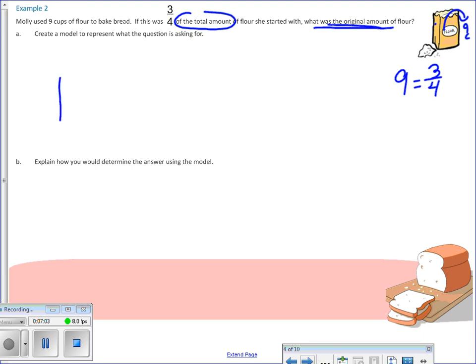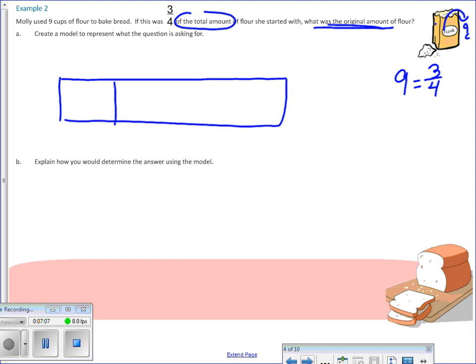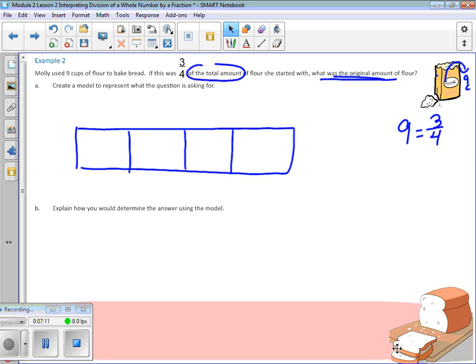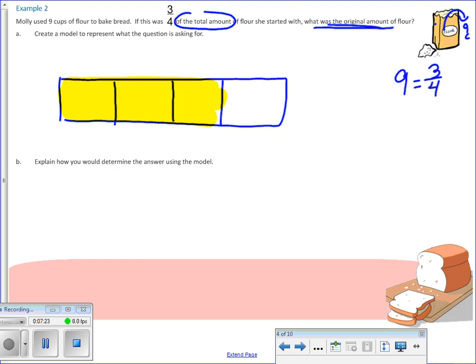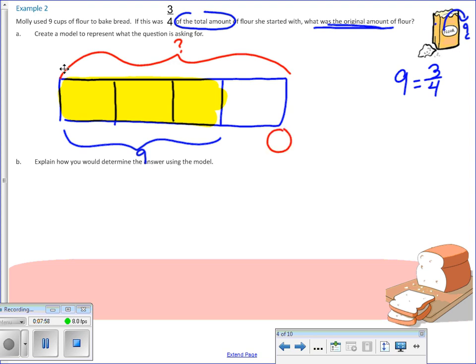So let's illustrate our 3/4. Illustrate your 3/4. Now that 3/4 equals what? Think back to when we did tape diagrams back in September. What do we know? Those 3/4 equals 9. She used 3/4 of the whole container. She used 9 cups. So 3/4 equals 9. We're trying to figure out, what is the total? That's what we're trying to decide.